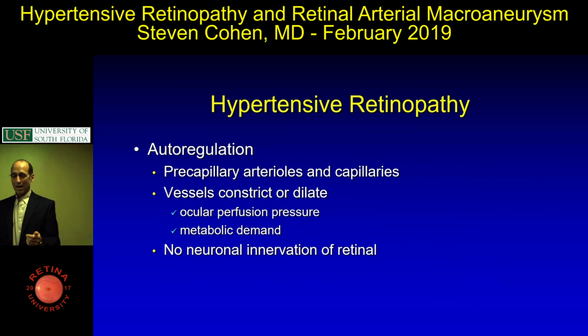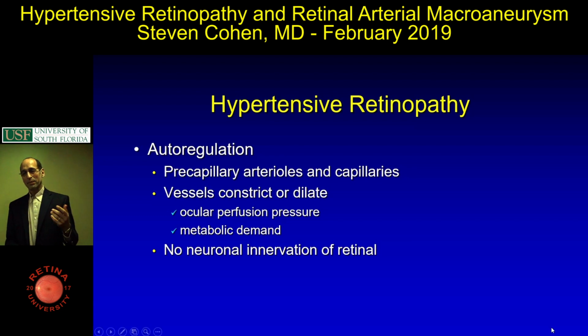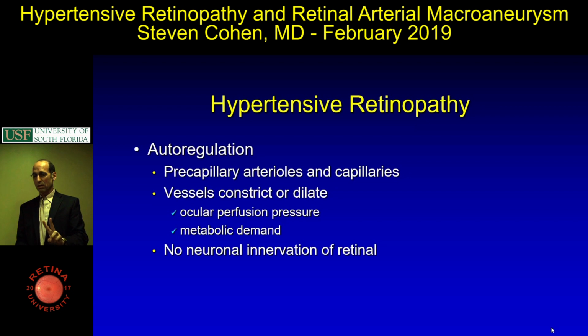So hypertensive retinopathy. First of all, you need to know a little bit about autoregulation. Precapillary arterioles have those muscles on them so they constrict or dilate in response to 2 things. One is ocular perfusion pressure, so they try to protect the capillaries: if the perfusion pressure's too low, they open; if it's too high, they close a little bit. And the other thing is they'll open and close based on metabolic demand.